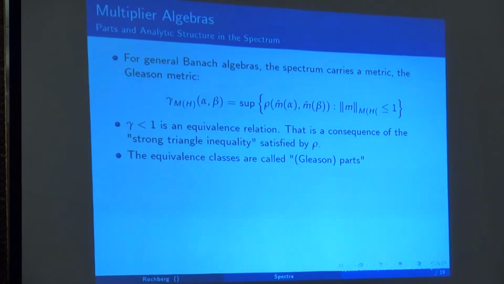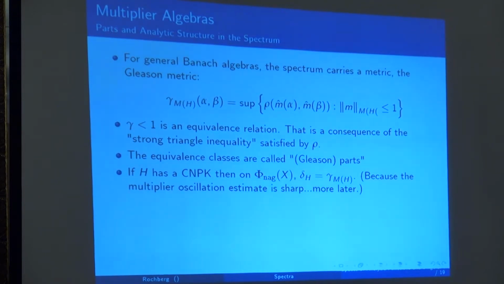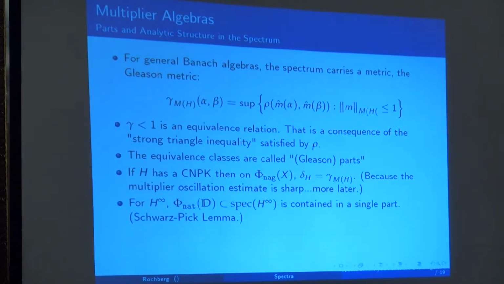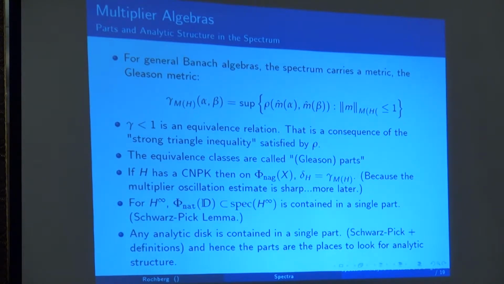The equivalence classes are the so-called parts, or Gleason parts, of the spectrum, and it's a decomposition of the spectrum into pieces. These pieces are interesting because that's where the analytic structure lives. More specifically, if you start with H infinity, then this naturally included disk is contained in a single part, and that's just the Schwarz-Pick lemma after you unpack everything. In fact, any analytic disk in the spectrum is also contained in a single part, which comes from the Schwarz-Pick lemma after you unpack all the definitions. It sounds like a sophisticated statement, but it's fairly close to the surface when you unpack things.